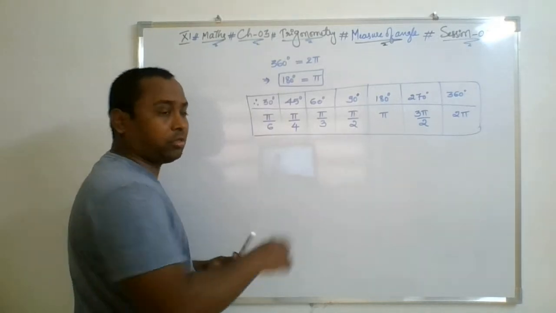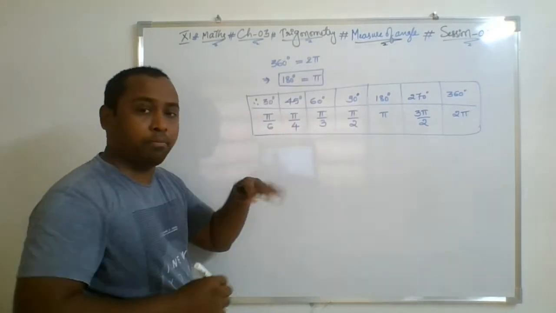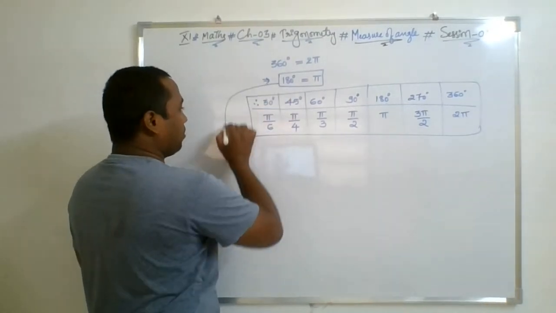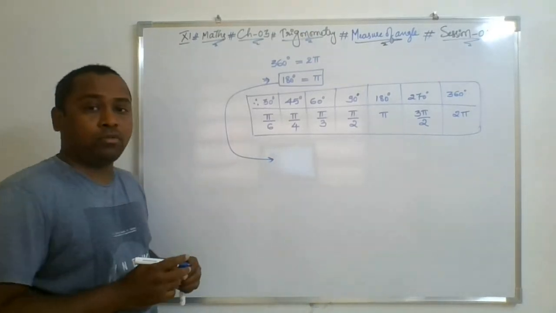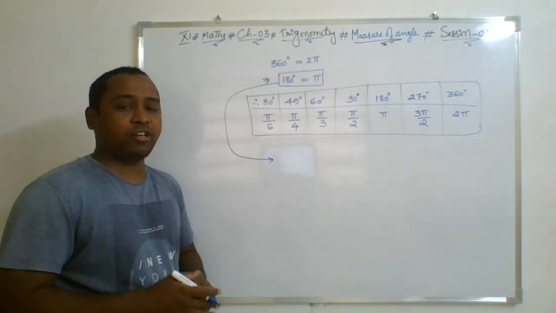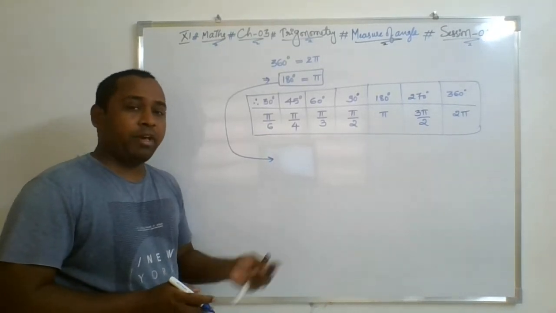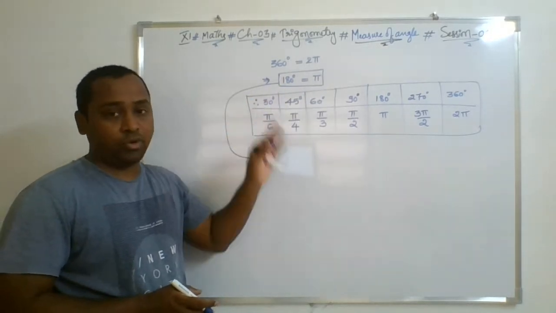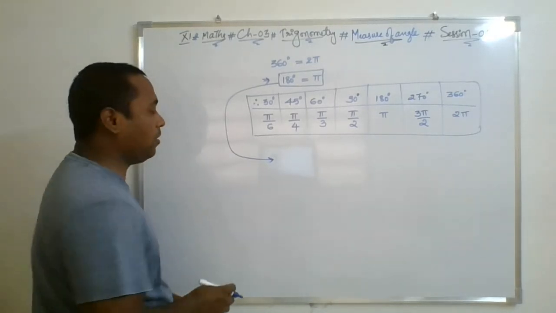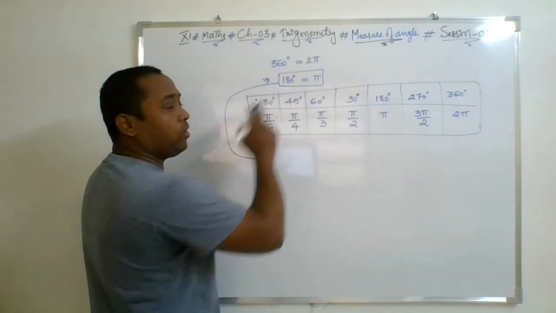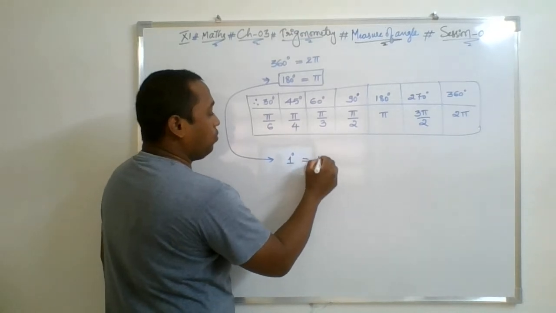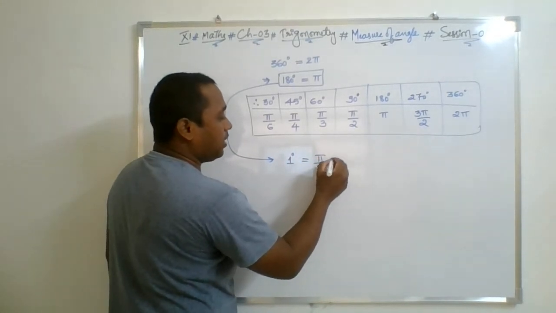Now, by using this relation, that is 180 degree means pi radian, or pi means 180 degrees, I'm going to now derive some formulas for you. Though it is not required, if you understood the unitary method, you may convert degree to radian and radian to degree, but for the sake of convenience, I am writing the formulas here. 180 degree is equal to pi radian. It means 1 degree is equal to pi by 180 radians.